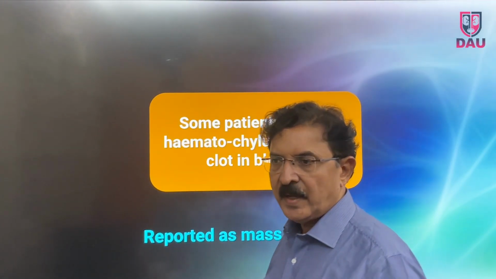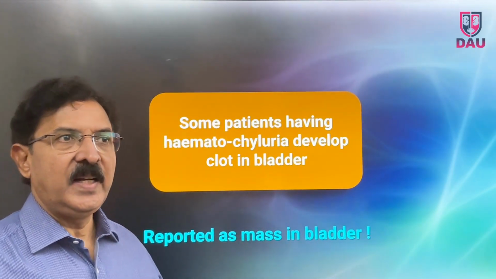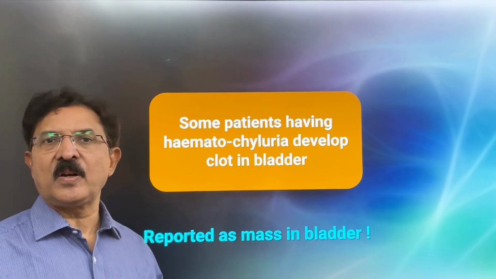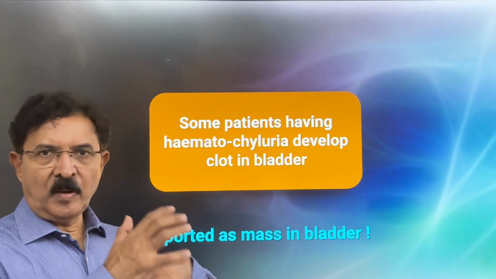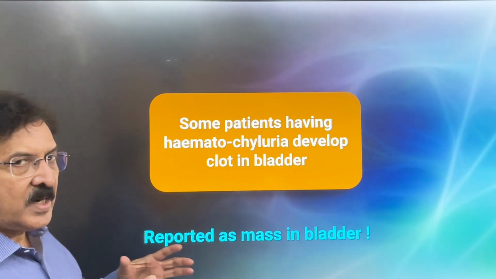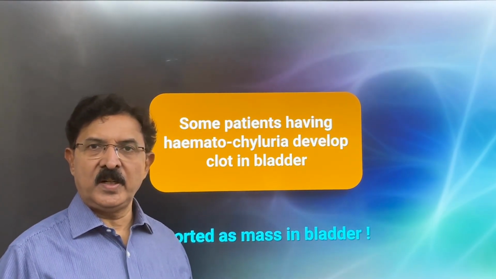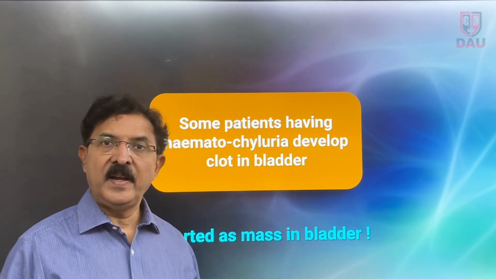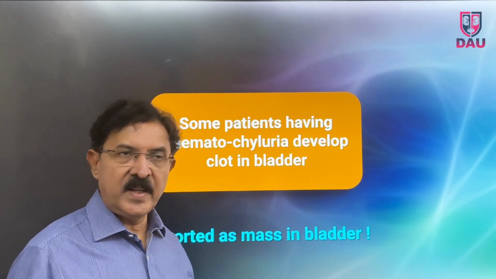Some patients have hematochyluria, and depending upon the quantum of chylous clot and blood clot, it forms a heterogeneous clot in the urinary bladder. And on ultrasound, these patients are often reported as having bladder cancer. A very, very common mistake and blunder, I would say.